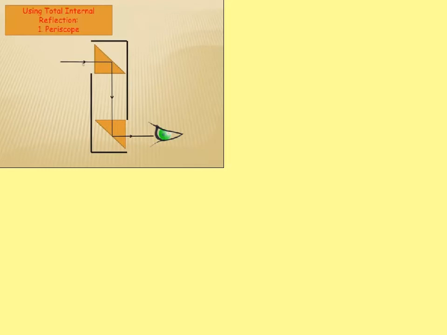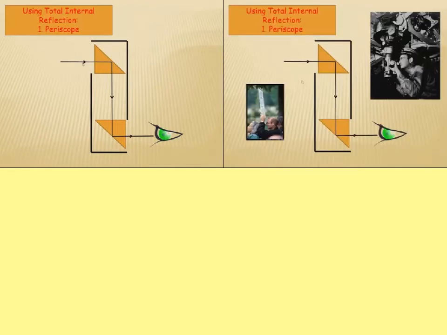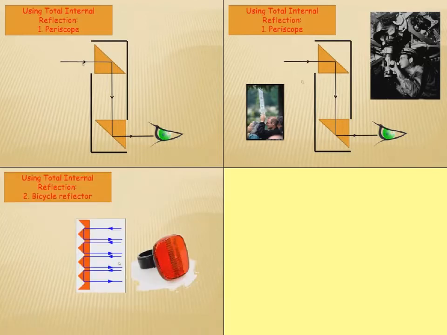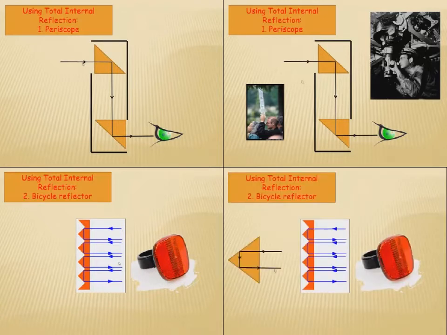You can use total internal reflection in periscopes. That's quite useful, especially in submarines, for example, or at rock concerts when you can't stand and see the band. It's also used in bicycle reflectors, as you can see there. Just breaking it down slightly into the smaller parts.